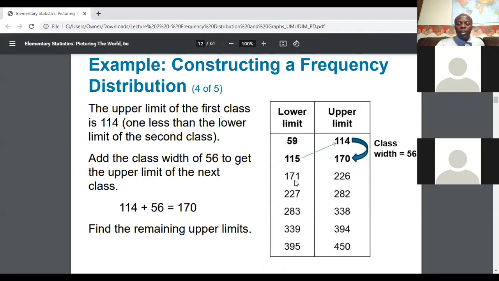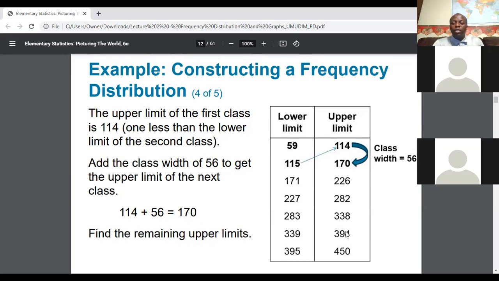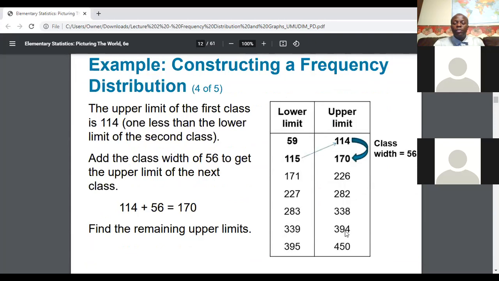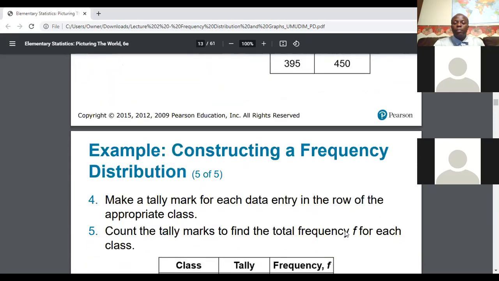So this one is the lower class interval. This is the upper class interval. So it is now time for us to find the frequency for the count. How do you find the frequency for the count? We use tally marks.